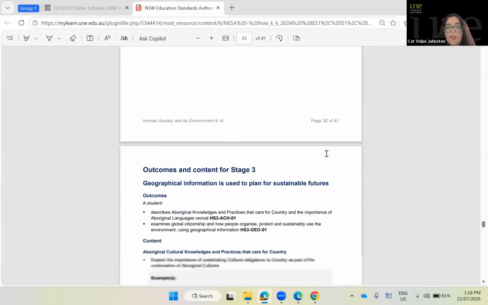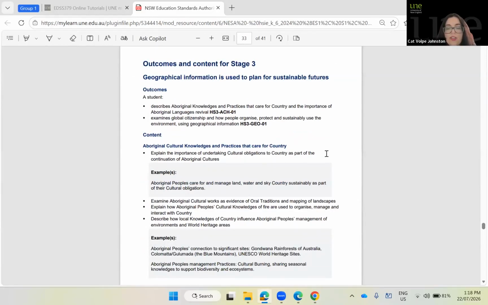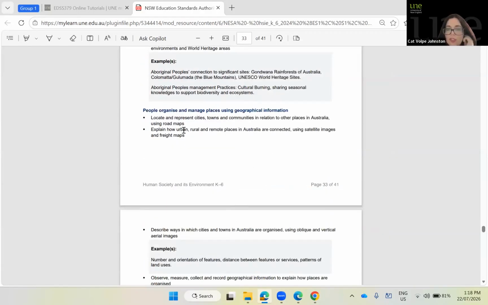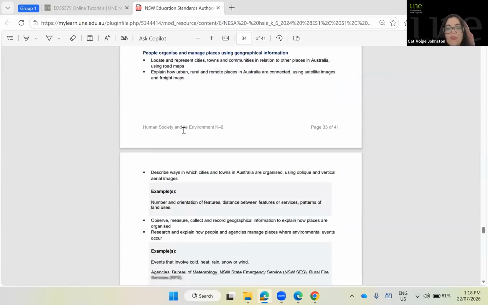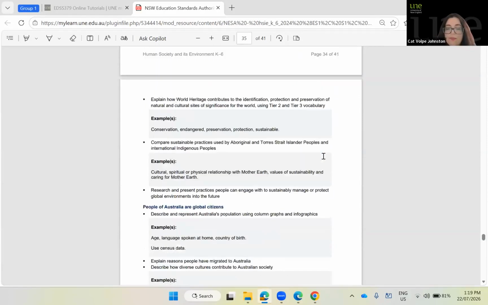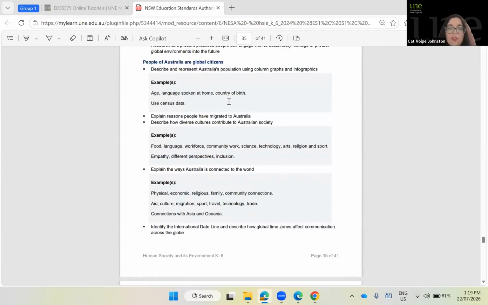I'm going to come back to these in a second. I'm just going to talk about skills in a moment, but I'll just leave that off to the side for a second. So stage 3, geographical information is used to plan for sustainable futures. 2 outcomes, Aboriginal focus to start. Then we have people organize and manage places using geographical information. People can protect global environments and use sustainable practices for the future. And that's it for that one. Oh, sorry, people of Australia are global citizens.